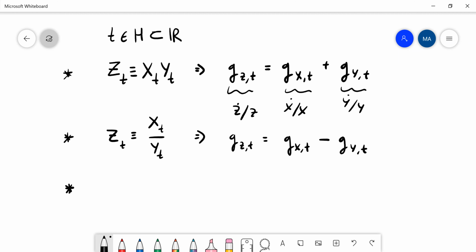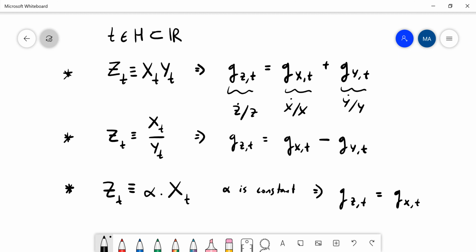Another property is this. Suppose that you define z(t) as the multiple of a constant and another variable x(t). So here, alpha is a constant. Okay. Now in this case, the growth rate of z will be equal to the growth rate of x. Okay. Why? Because z divided by x is alpha. It's a constant, right? So if x is growing, z must grow at the same rate so that z over x remains constant, right?